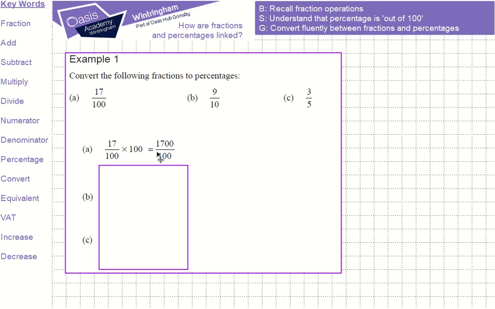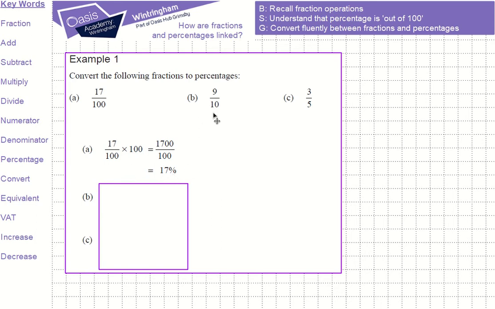And then we need to simplify that, so remember that this fraction line means divide. So 1700 divided by 100, and our final answer will be 17%. And because we've converted from a fraction to percentage, we need to include our percentage sign at the end.